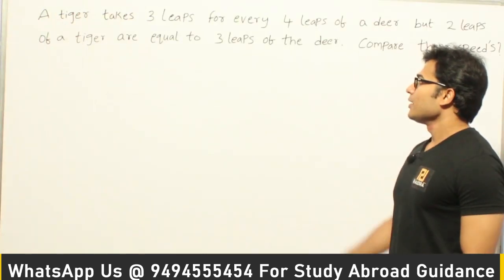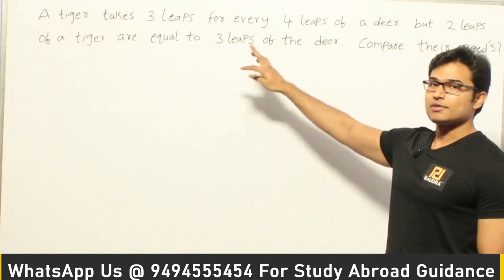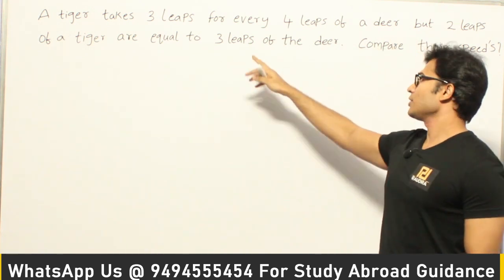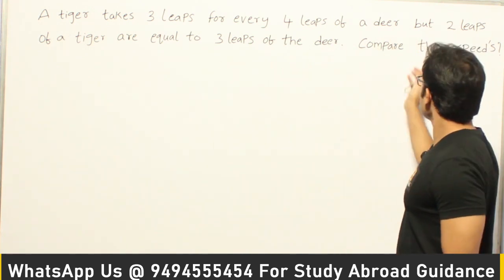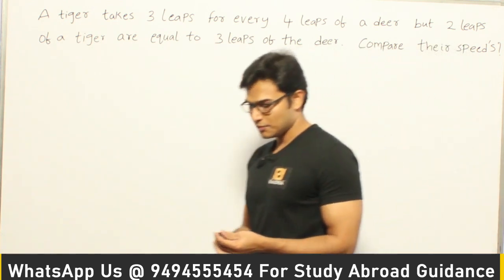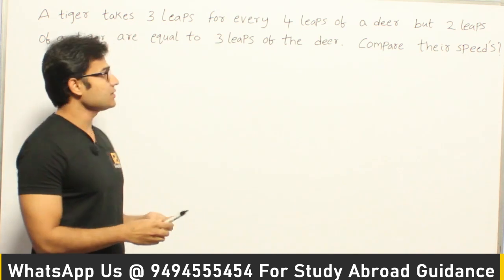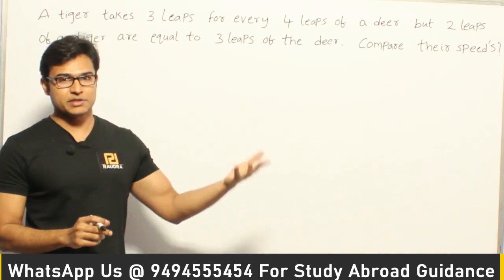Now let's see this question. A tiger takes 3 leaps for every 4 leaps of a deer, but 2 leaps of the tiger are equal to 3 leaps of the deer. Then compare their speeds. So here, if you observe, there are two things given. One is the tiger's leap and the other is the deer's leap. So leap means one jump, right?